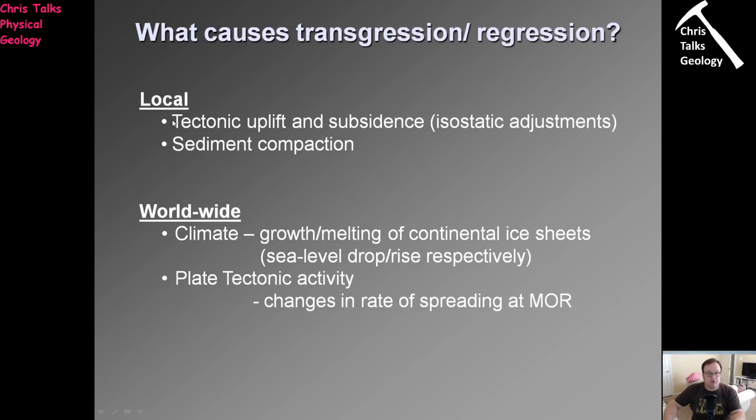Now, those are local. So earthquakes, isostatic adjustments, and sediment compaction are all local options. What about global? Well, as discussed, climate change. When the world gets hotter, ice caps melt. When the world gets cooler, ice caps grow. So when the world gets hotter, sea levels rise. When the world gets colder, sea levels drop.